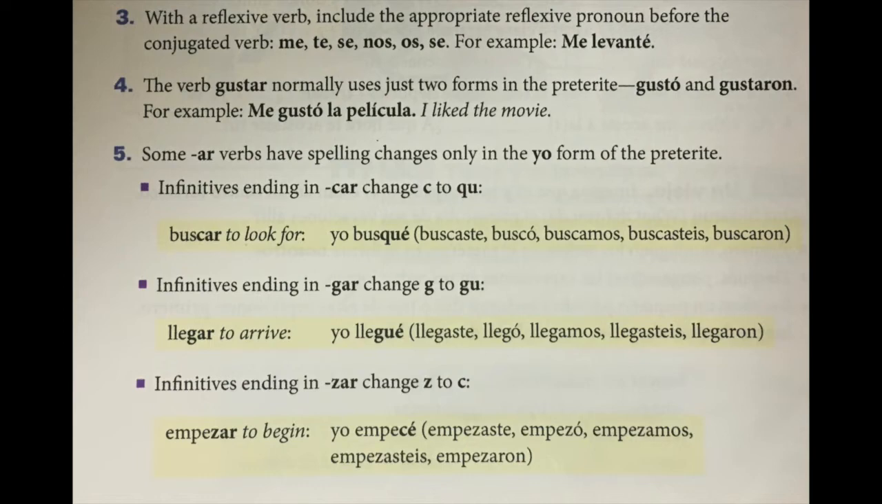Number 5, there's a few spelling things. When you have a verb that ends with car, in the first person in the past, like yo, that car changes to que. That's just to maintain the k sound. So the example there, yo busqué. The same goes for verbs ending in gar, but that spelling changes from gar to gué with an accent. And then you have verbs that end with zar, and the z just changes to a c. The example there is yo empecé.